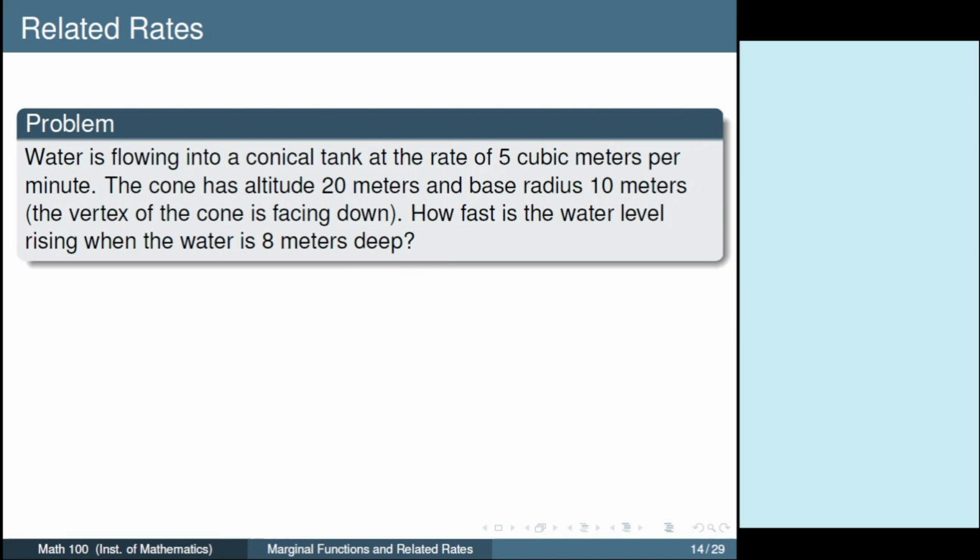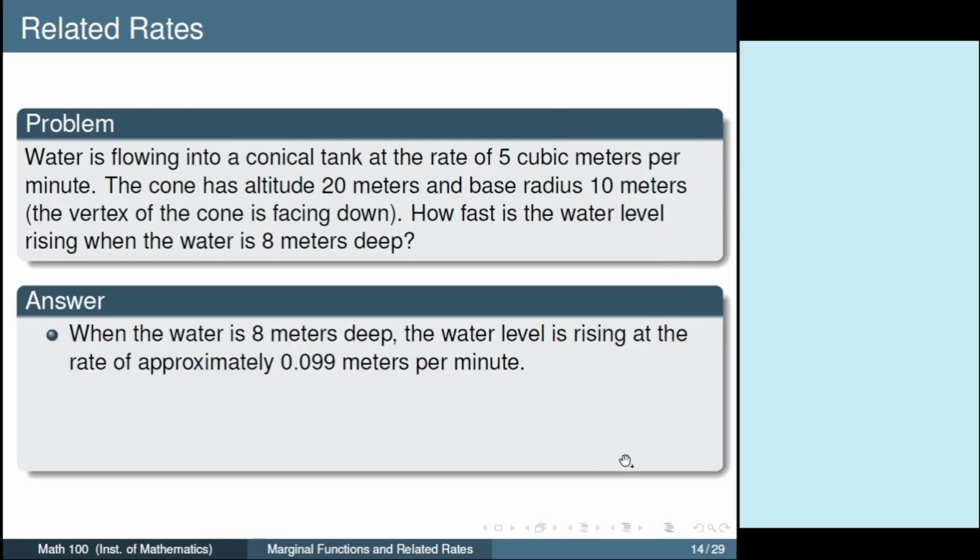Okay, so if you try to calculate this problem using related rates, you'll get this answer. When the water is 8 meters deep, the water level is rising at the rate of approximately 0.099 meters per minute. So that means you can actually get the rate of change of the water level using the rate of change of the volume, or the amount of water flowing into your conical tank at a certain height, which is in this case 8 meters deep.